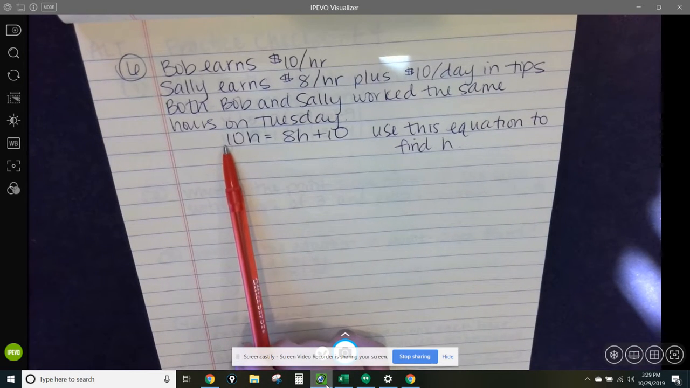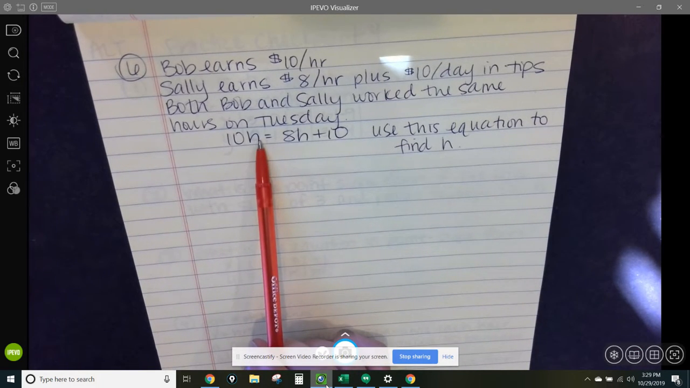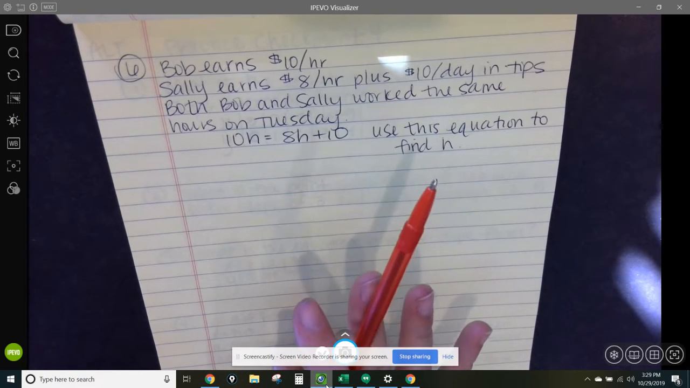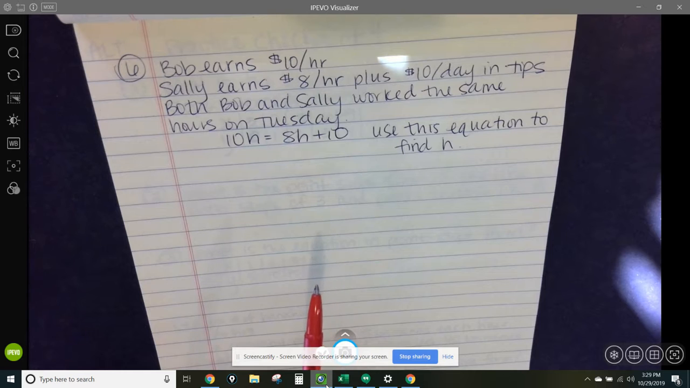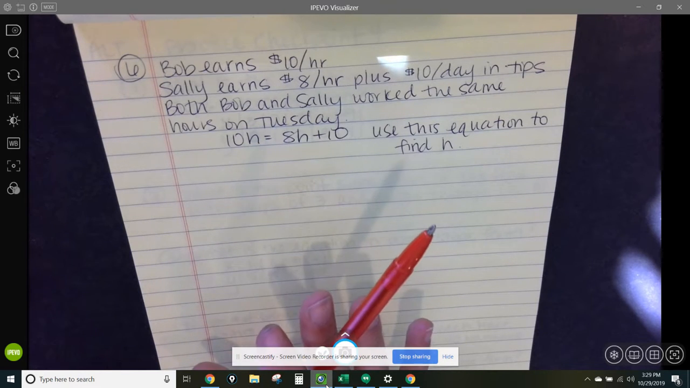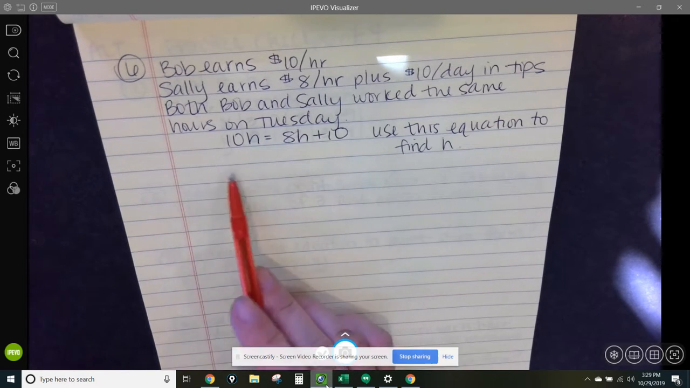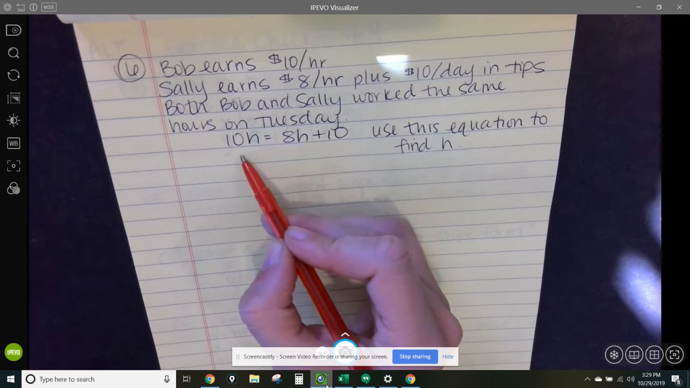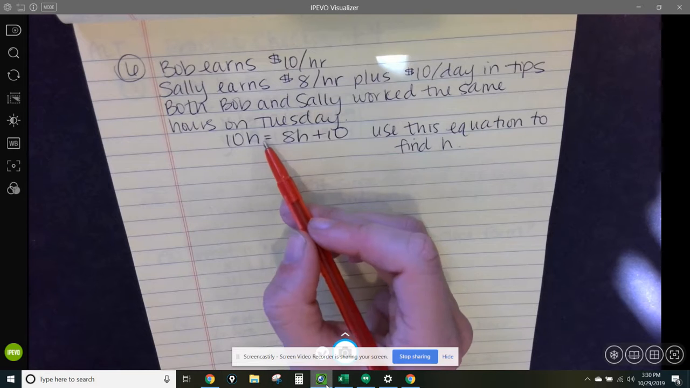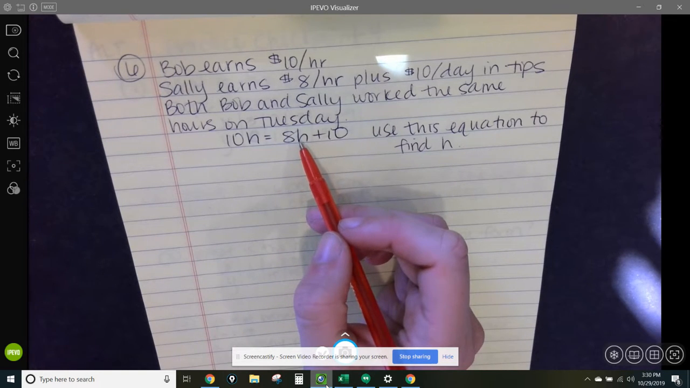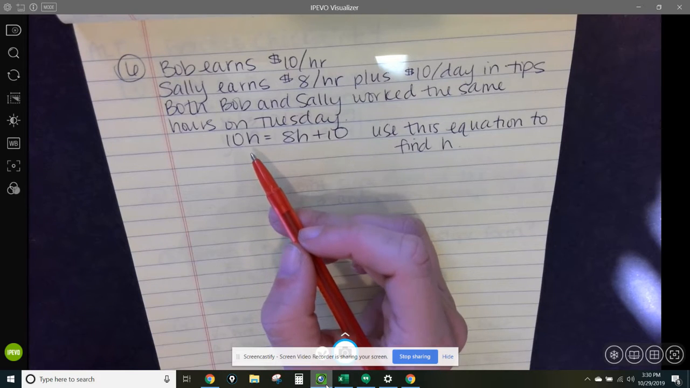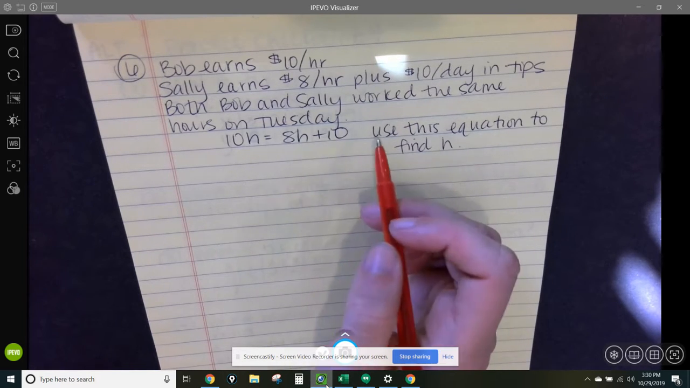So we have Bob earning $10 an hour, and we have Sally earning $8 an hour, plus she just gets $10 in tips at the end of the day. It's not $10 an hour in tips. It's just $10 for the day in tips. So we need to solve for H. Now we need to get all of our variables on the same side. Right now I have an H over here and an H over here. In order to solve for H, I need all the H's on one side so that I can have something that says H equals a number.